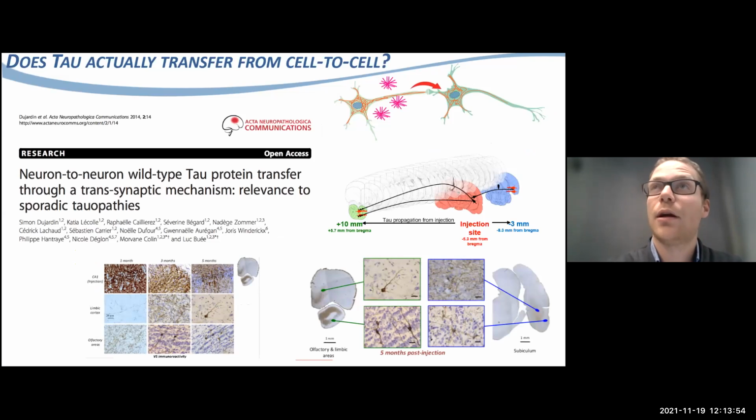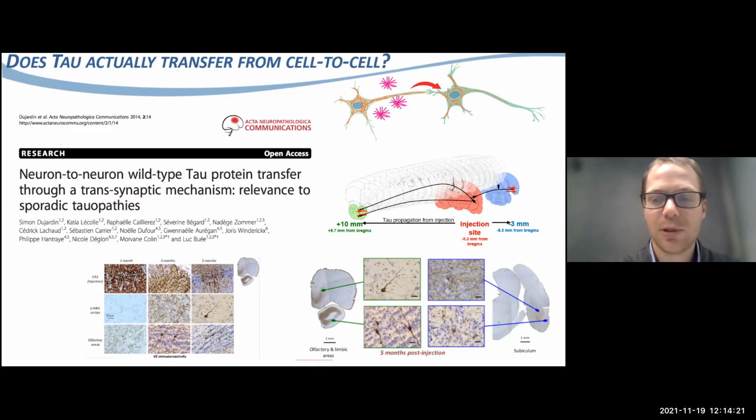When I started working on it in 2010, the first question we had was: does tau actually transfer from neuron to neuron? And that was not an obvious question at that time, because tau is a cytosolic protein, so it's not in any secretory pathway. So just the fact that it would leave a neuron was at that time not something we would take for granted.